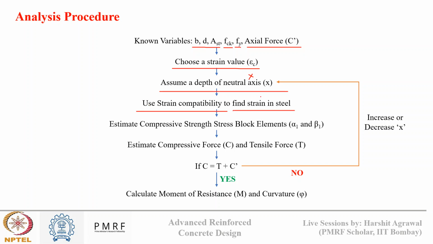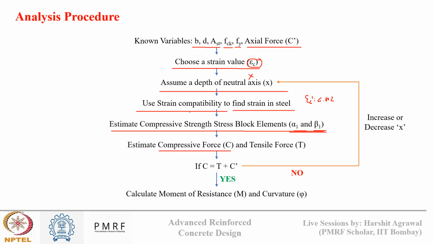Okay, once we have found the strain in steel, we will also determine the compressive stress block elements alpha 1 and beta 1 based on epsilon c. Because epsilon c dash is fixed for us, it is 0.002, the ultimate strain in concrete. So based on these two values, we will be able to get alpha 1 and beta 1. Then we can estimate the compression force.